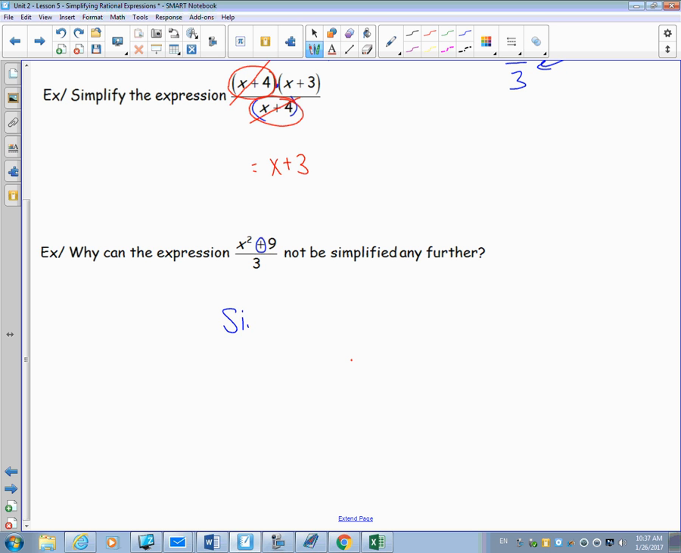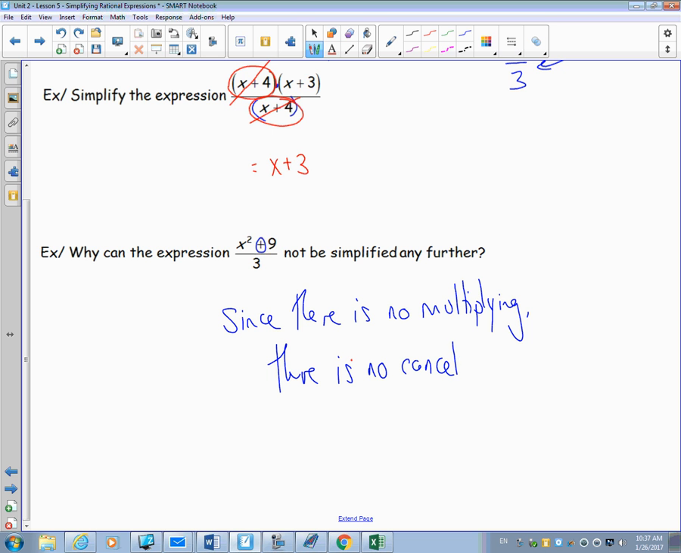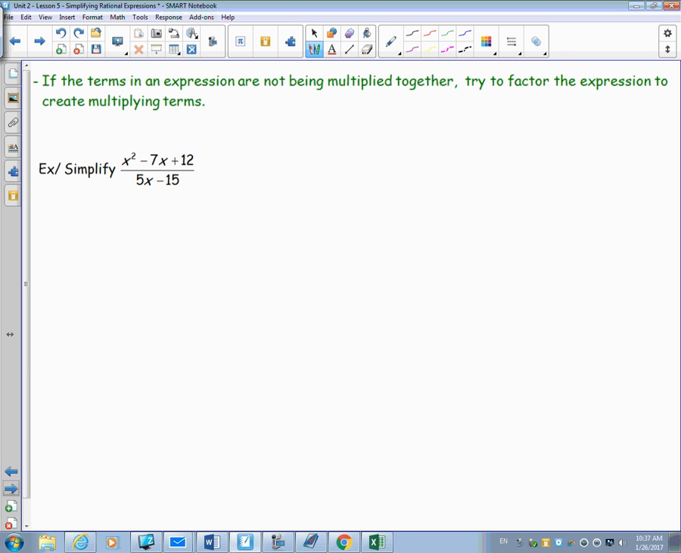So since there is no multiplying, there is no canceling. Or in our case, there's no simplifying. Okay, that's one of our big ideas. Let's look at some more.